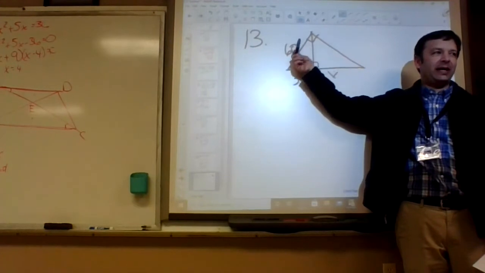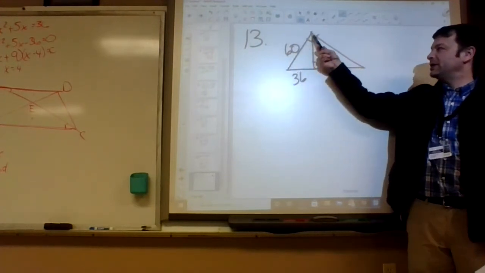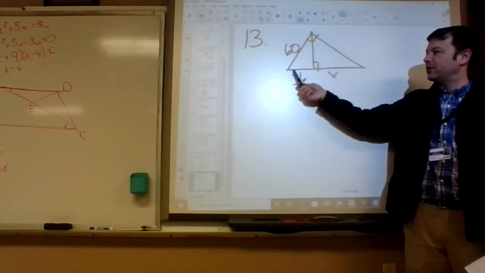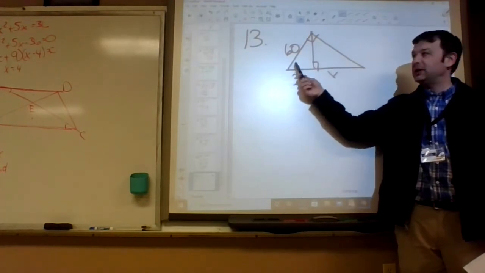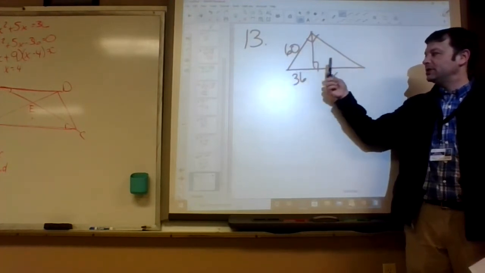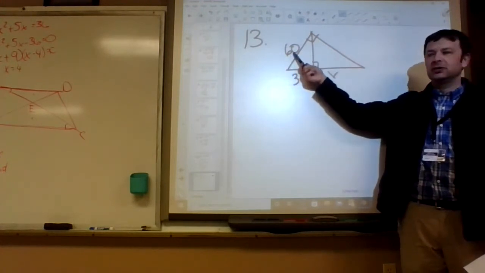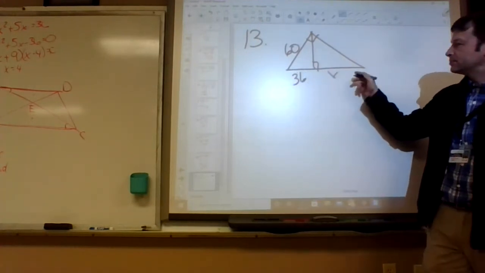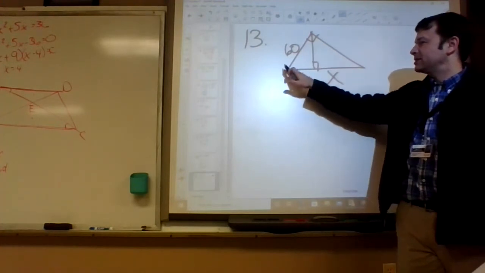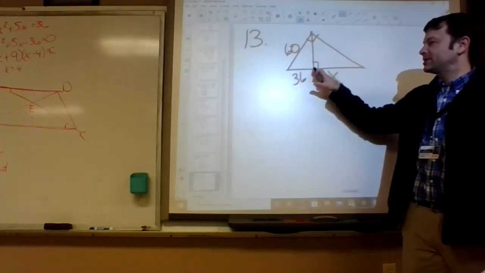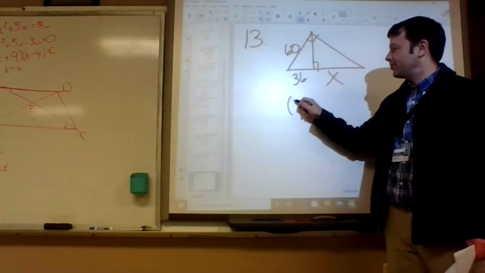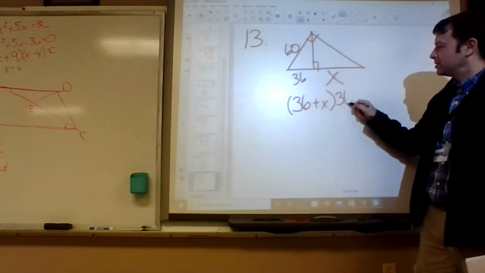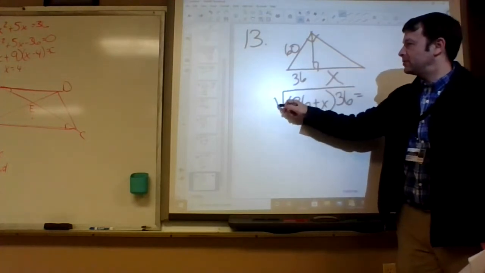When it's on the side, does everybody see this? It's either in the middle or on one of the sides. When it's on the side, you do square root of the whole thing times the nearest side equals that. So, Austin, what's the whole thing? 36 plus x. Okay, so it's the whole thing times the near side, square root of that equals 60.